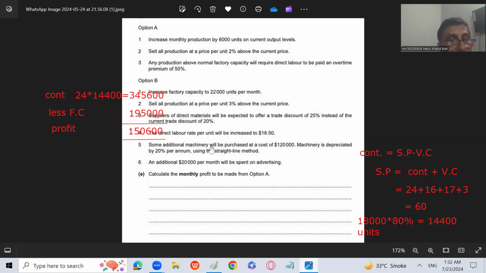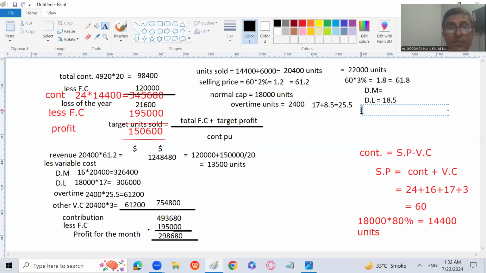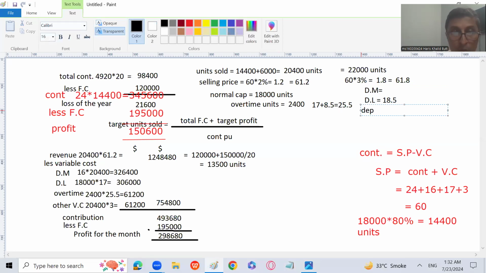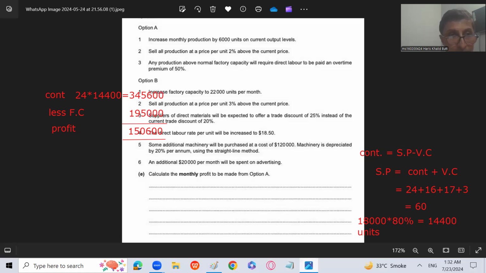Forget about option 1 over here. Some additional machinery will be purchased at a cost of 1,20,000. Machinery is depreciated by 20% per annum using the straight line method. So this is going to be the additional fixed cost of depreciation. And how are we going to calculate it? Let me see that, additional machinery 1,20,000.